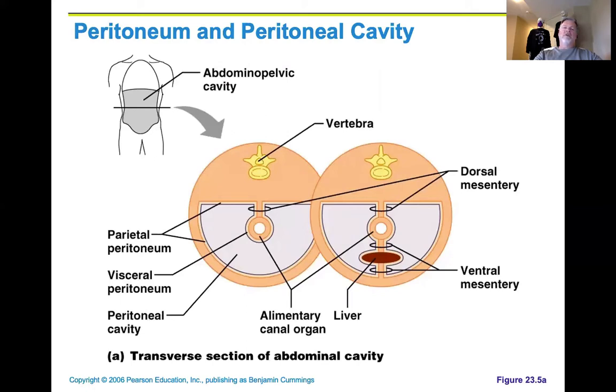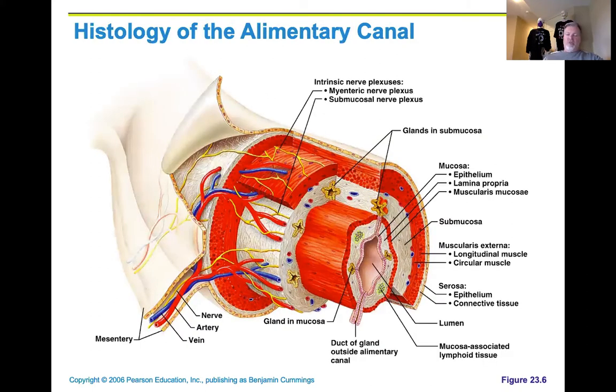It's there to lubricate the digestive organs, allow them to slide past one another so that we don't end up rubbing off cells and damaging the organs from the outside. Okay, I showed you this picture just a little bit ago, this figure 23.6. This is what we say is the histology of the alimentary canal. So in other words, from the esophagus to the anal canal, the walls of the GI tract have the same 4 layers or tunics, okay?